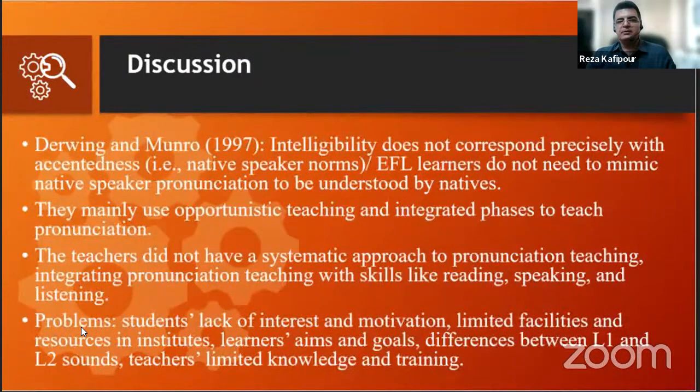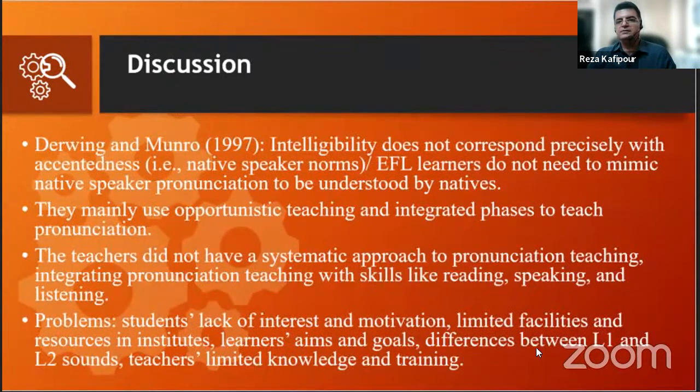And one of the problems highlighted by the participants was students' lack of interest and motivation, and limited facilities and resources in the institute, for example, English labs. Another was learners' aims and goals. Sometimes there is a mismatch between learner goals to learn English and teaching goals of instructors. This mismatch may be a challenge or problematic.